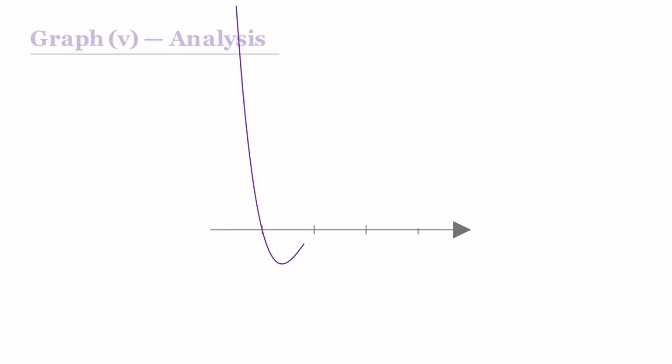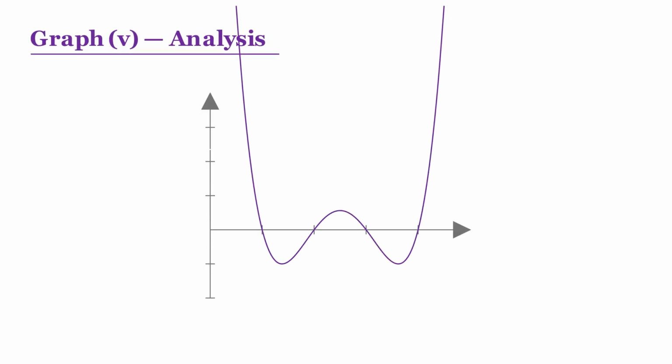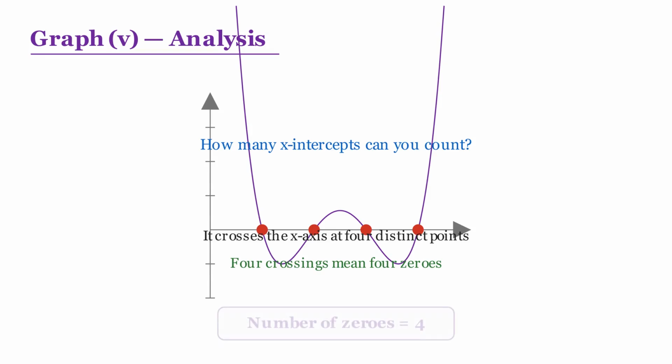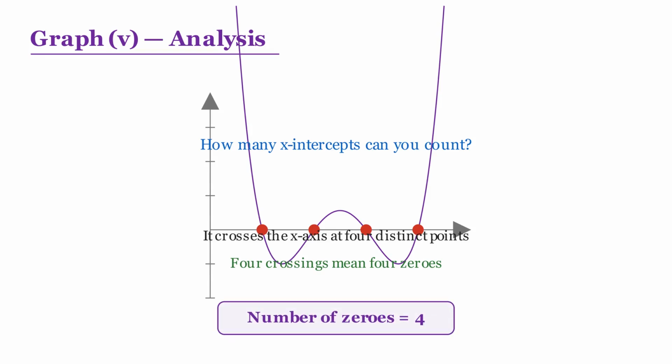Now let us analyze graph 5. How many x-intercepts can you count? Observe that it crosses the x-axis at 4 distinct points. 4 crossings mean 4 zeros. Therefore, the number of zeros is 4.